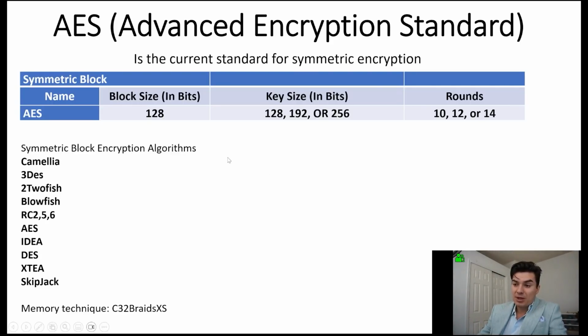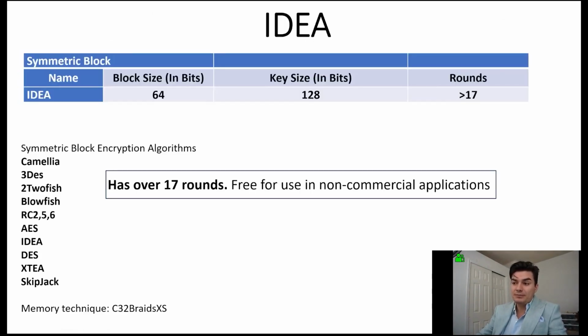Here are all the symmetric block encryptions and the memory technique of C32 braids excess. Like, see those 32 braids, and there's an excess of them. IDEA is a 64-bit block with a key size of 128 bits, and it has 17 rounds, and it's free to use in non-commercial applications.